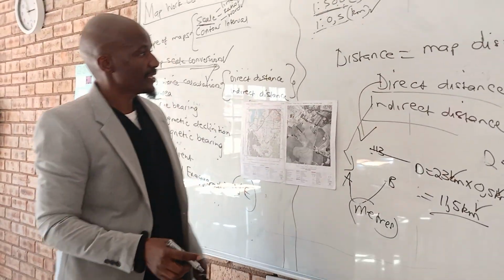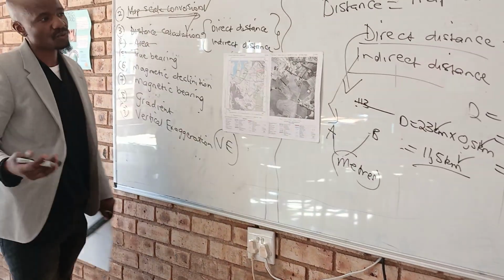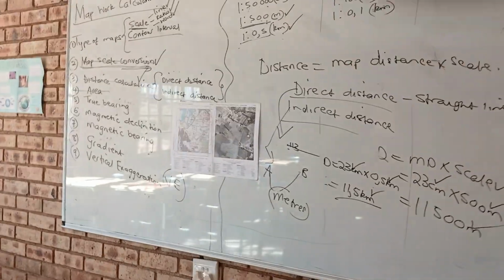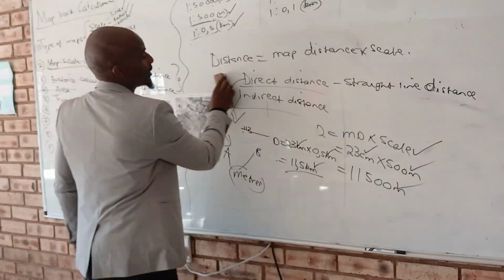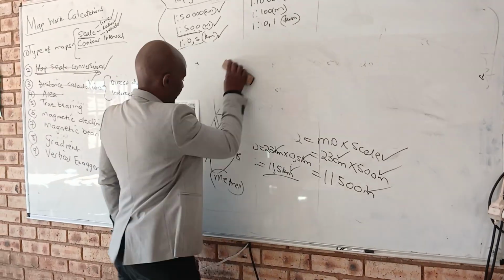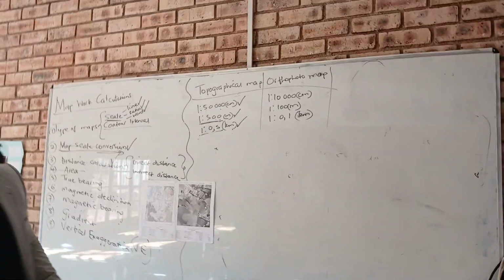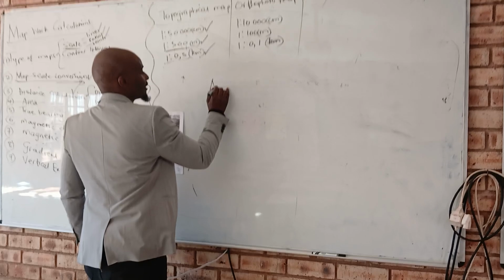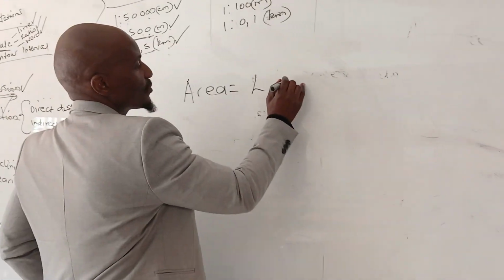Then the next thing is area. You can also be asked to calculate area. When you are calculating area, it's very easy. What is it that you must know when you are calculating area? The first thing, you need to know your formula. The formula is length times your breadth.